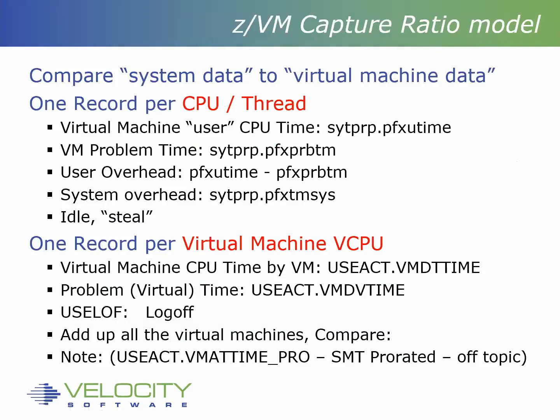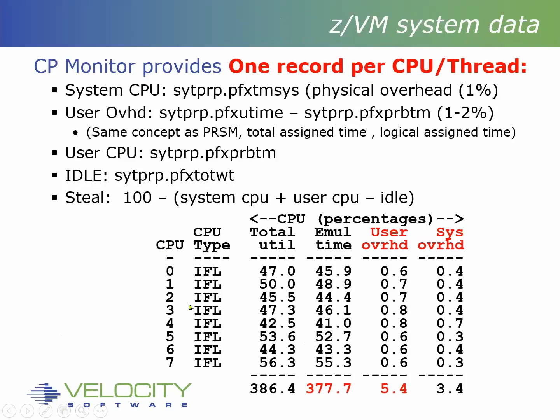Okay, so we looked at what VM delivers per CPU. We have all the information delivered per CPU. We also get information for the workload. In this case, we get information for each virtual machine CPU, and I put up the record names. And from a transaction level, we get a record when a virtual machine logs off. So we looked at this.